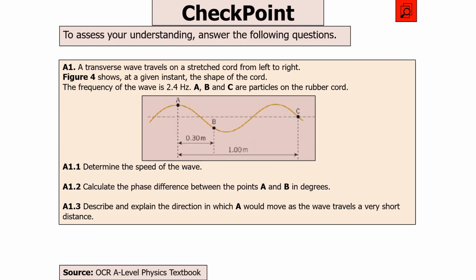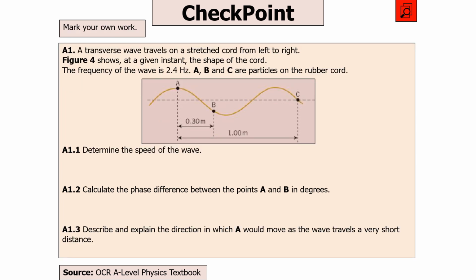The next question says a transverse wave travels on a stretched chord from left to right. Figure 4 shows at a given instance the shape of the chord. The frequency of the wave is 2.4 Hz. A, B and C are particles on this rubber chord. Firstly, determine the speed of the wave. Secondly, calculate the phase difference between points A and B in degrees. Then thirdly, describe and explain the direction in which A would move as the wave travels a very short distance. So pause the video now, then unpause the video when you want to go through your answer.